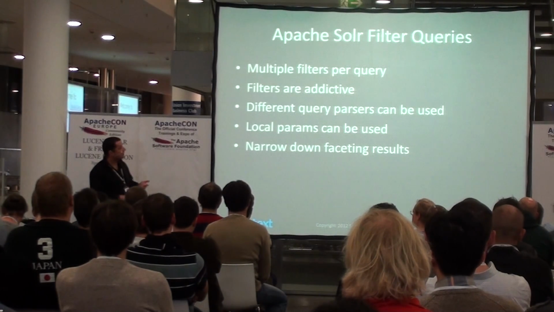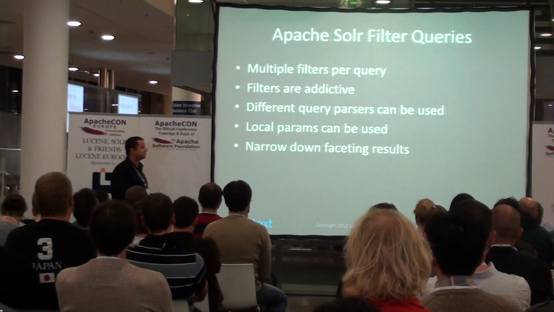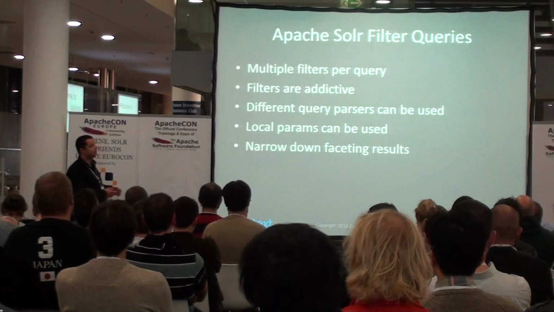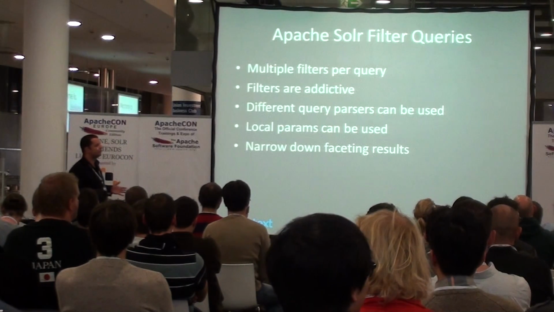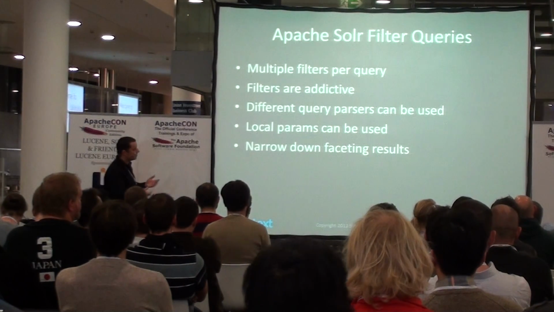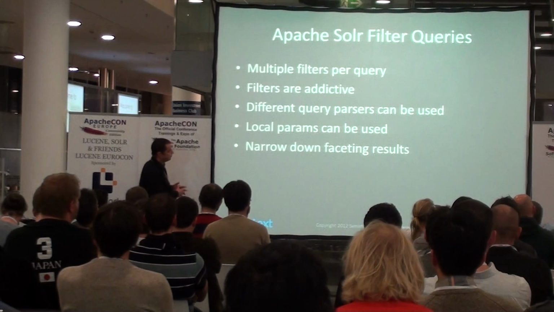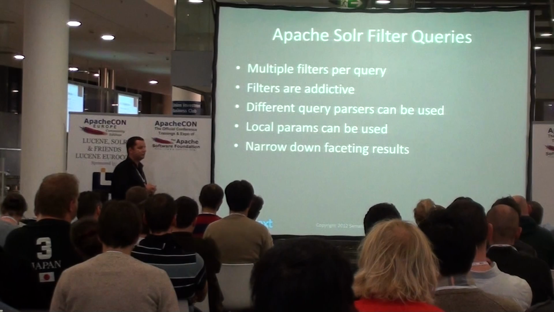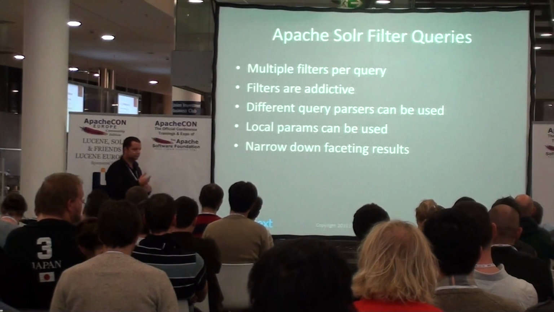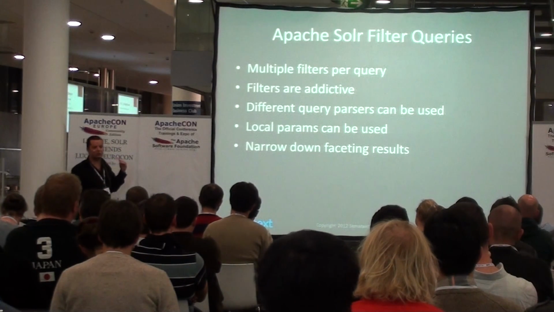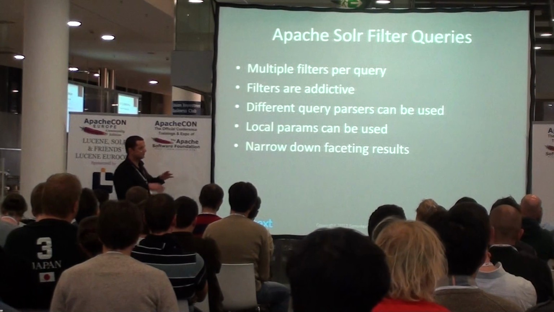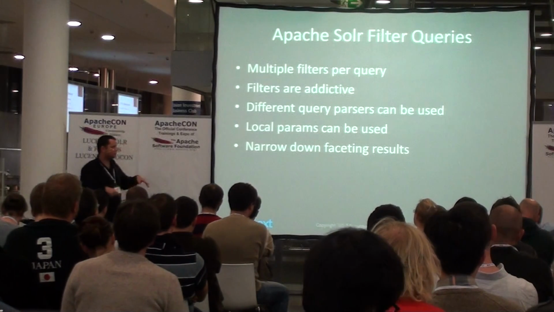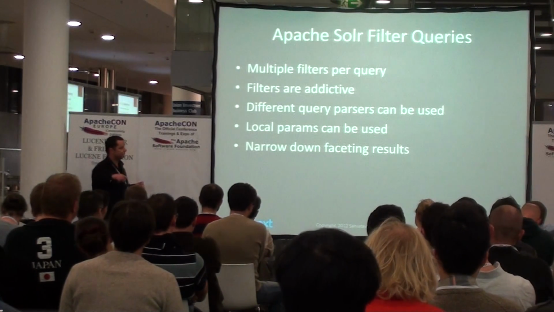Apache Solr can have multiple filters per query. Filters are additive. Different query parsers can be used for filters, which is very good. Local params can be used, and of course the filters narrow down the faceting results. You may remember from the previous talk the local params usage, tagging and excluding of filters from faceting.